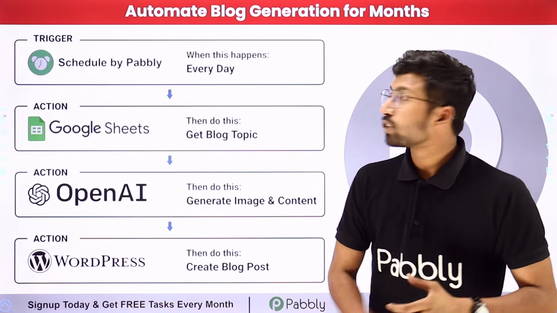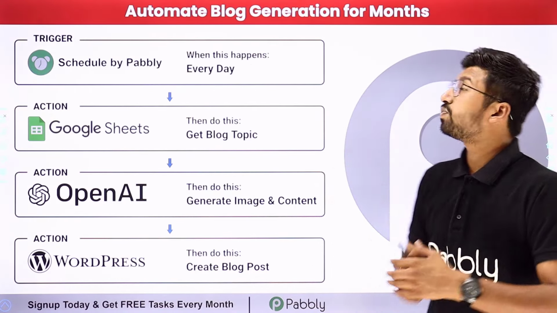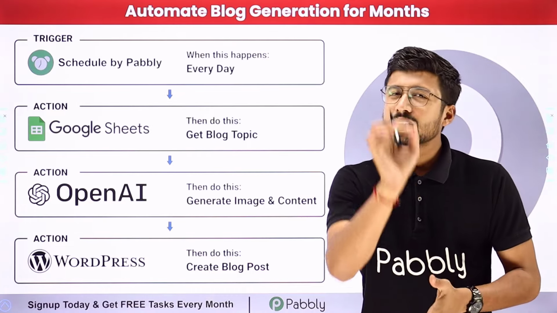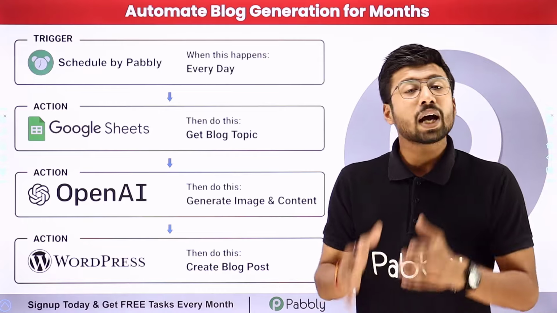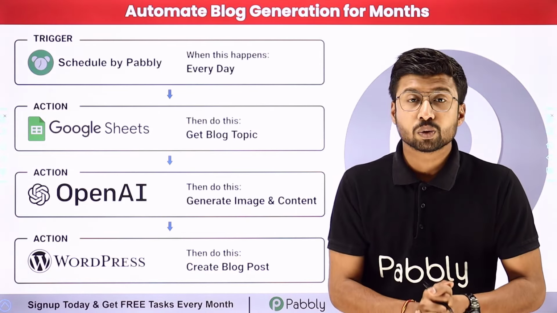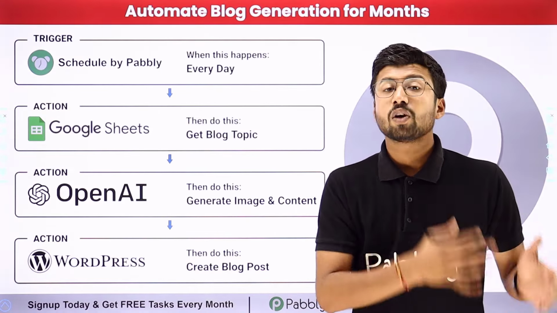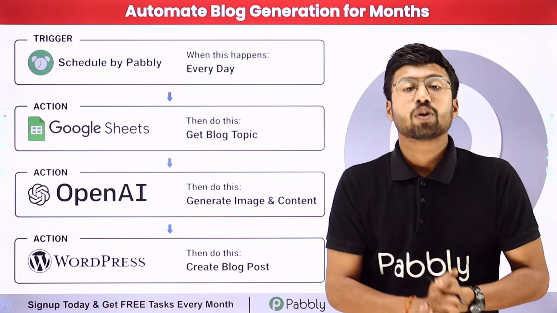So in this video, we are going to learn how to automate blog generation for months. Now, if you're a blogger, this automation is going to help you a lot. So using this automation, just by adding the title, the topic of the blog in your Google spreadsheet, you can automate the process of generating the blog content and posting it on WordPress.